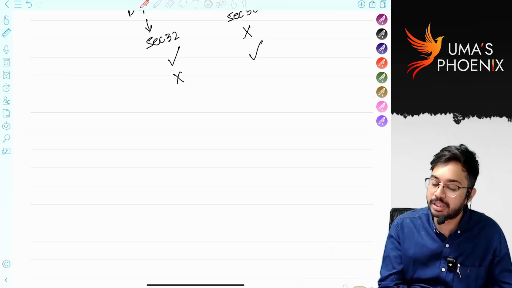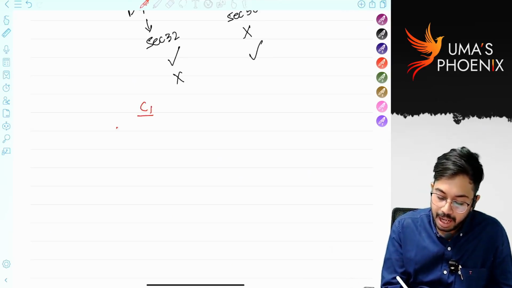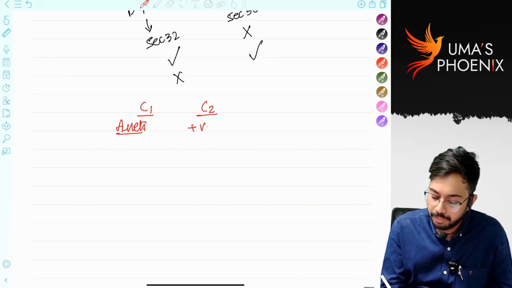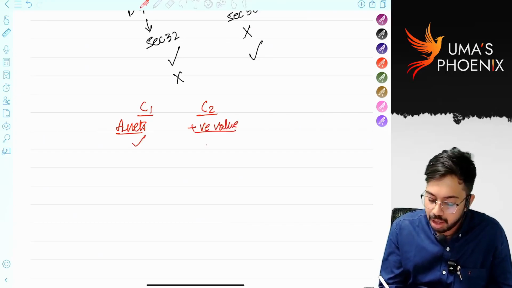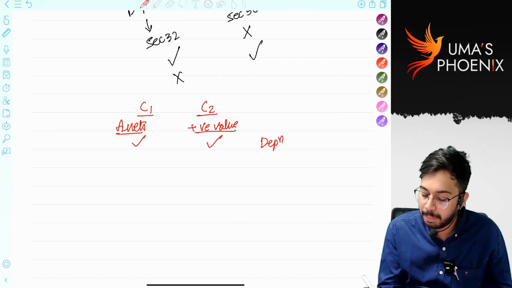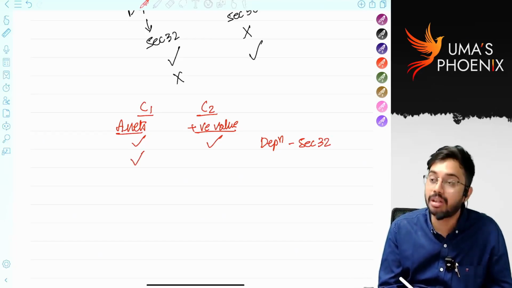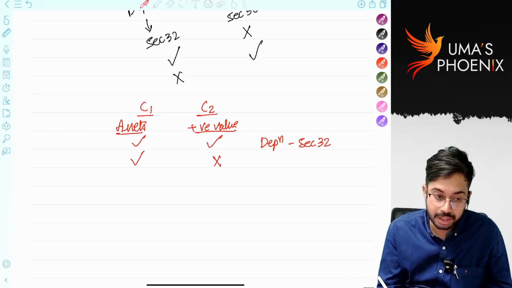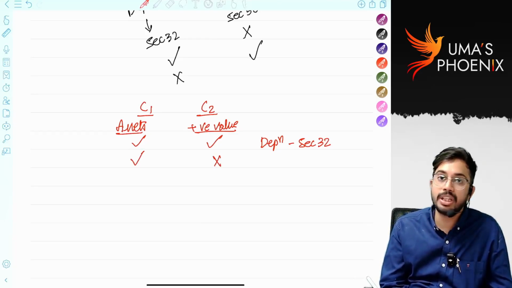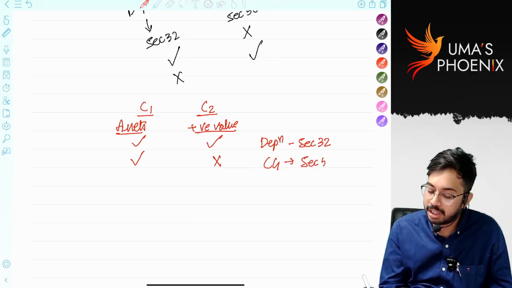So depreciation is allowed if two conditions are satisfied. Condition 1, there should be assets in the block. Condition 2, the block shall have positive value. Okay. So if there are assets in the block and the block is having positive value, we will calculate depreciation, and depreciation is allowed under section 32. There are assets in the block but the block is not having positive value. In such a case, depreciation will not be calculated. In such a case, capital gains will be calculated under section 50.